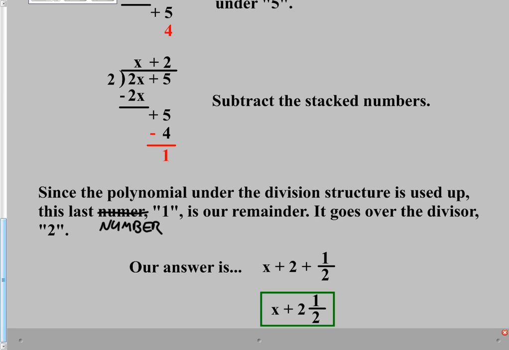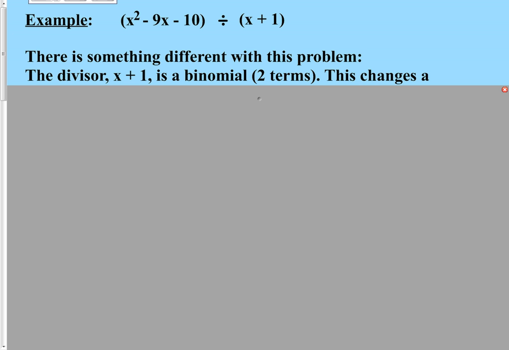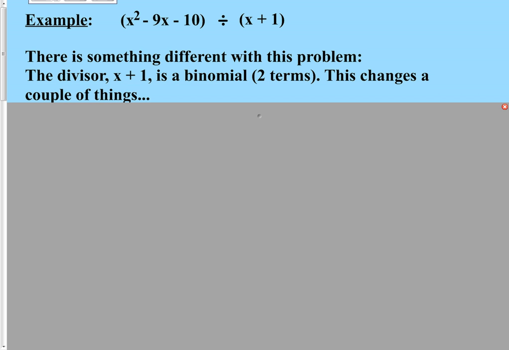Now, these problems can get a little bit more complicated, obviously, as polynomials grow larger and larger. So let's take a look at a couple of other type problems. Here we have a trinomial, which is being divided by a binomial. Now obviously, this is a little different. The divisor, which is x plus 1, is a binomial. There's 2 terms in it. It's going to change a couple of things.